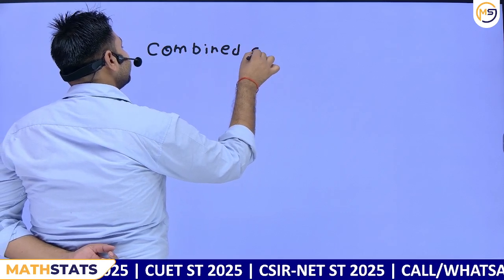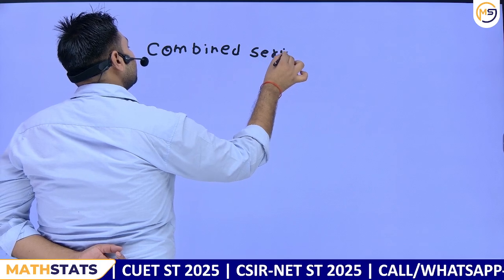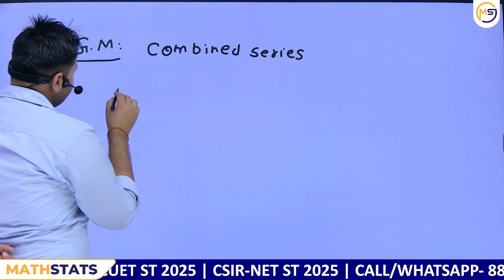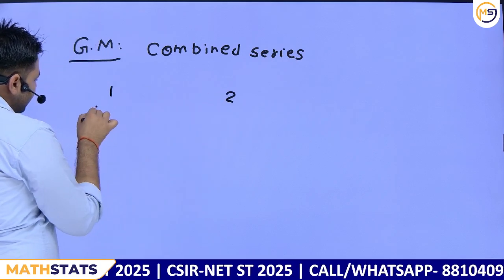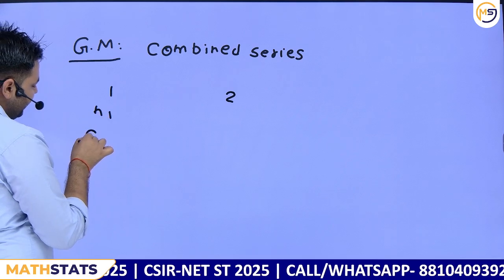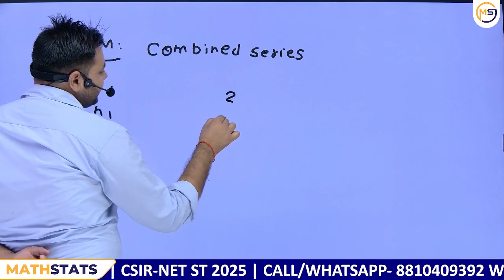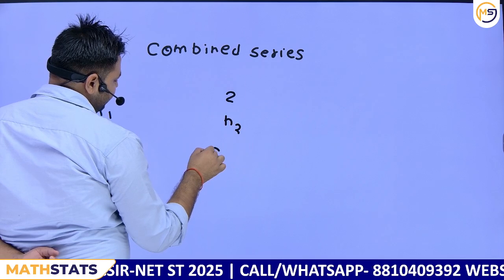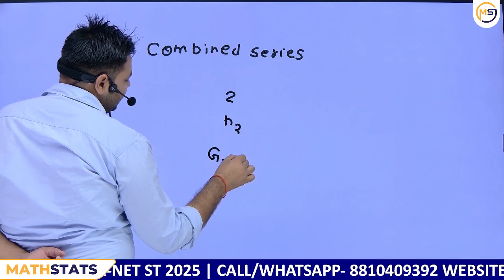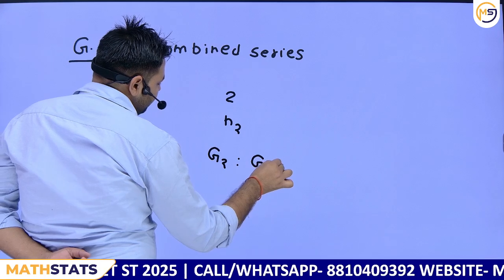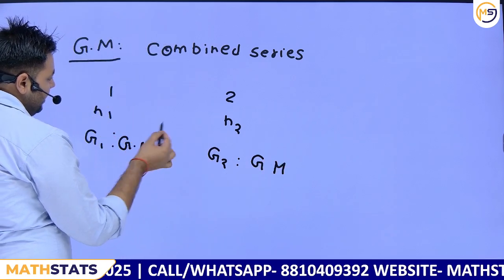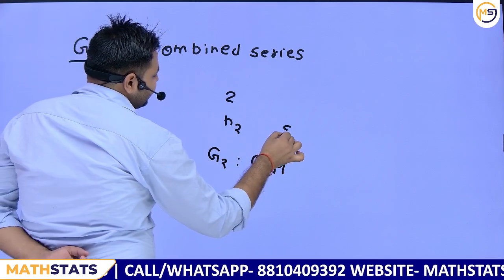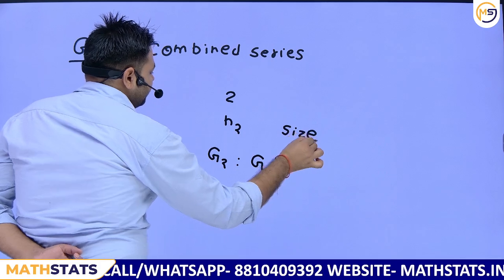Combined series. So first you have the first series and then the second series. The first series has n1 observations and its geometric mean is g1, and the second series has n2 observations and its geometric mean is g2. This is the GM, geometric mean, and this is the size.